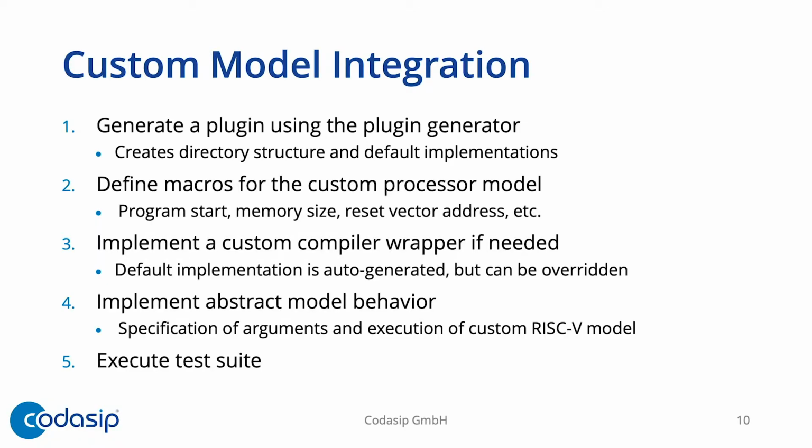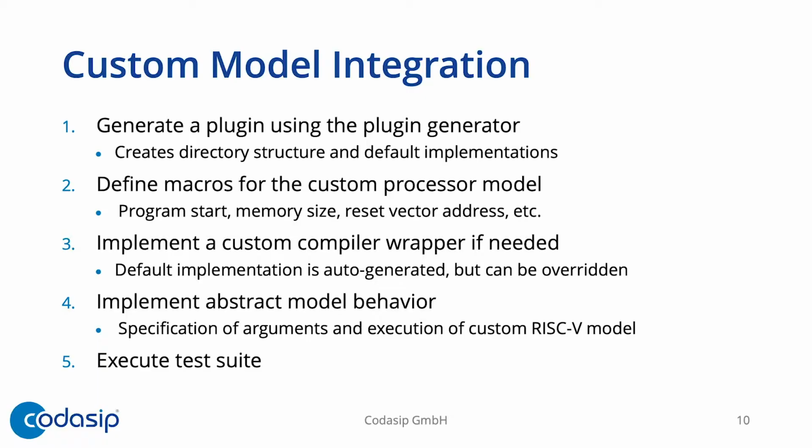Next, you have to implement a custom compiler wrapper if you need it. If you don't use your custom toolchain, then the RISC-V GCC wrapper is used and it's implemented in the framework itself, so you don't have to write a single line for that. And the next step is to implement the abstract model behavior. This includes specification of arguments and execution of the RISC-V model.